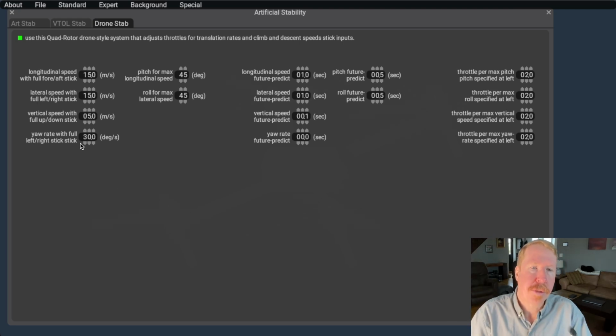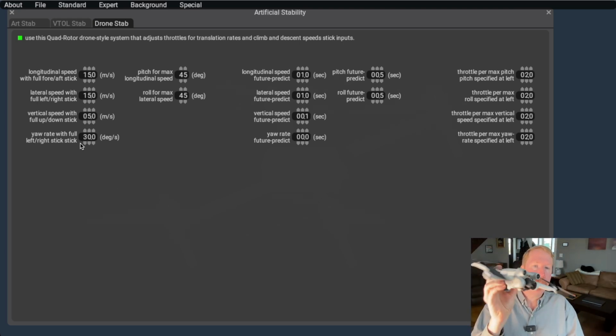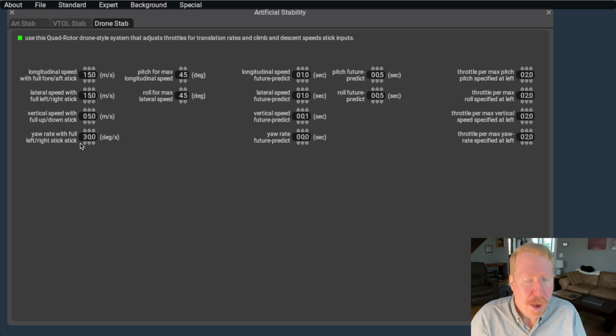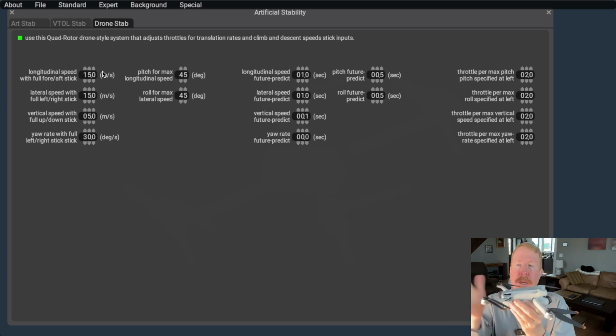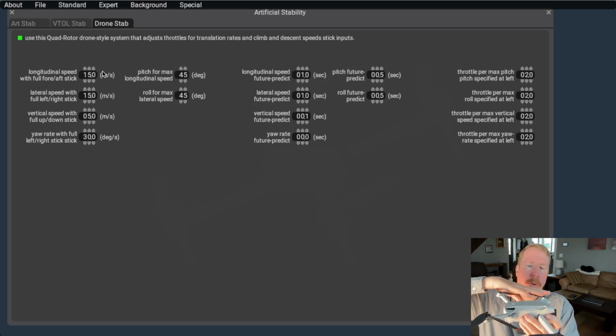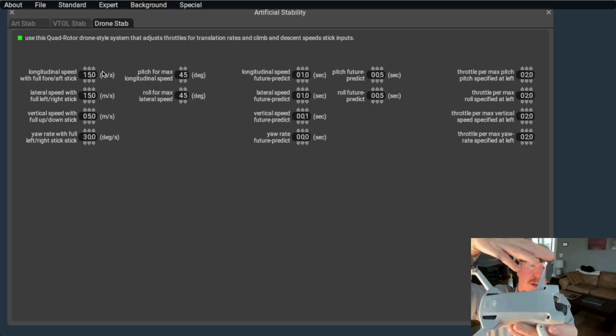And then yaw rate with left and right stick, how fast it yaws. How does this flight control system do this, though? We've just entered what our commanded rates are, but how does it get the commanded rates? Well, as you may already know, if you want to pitch this way, just juice up these props a bit. You want to pitch this way, just juice up these props again, a bit more. You want a little more lift on this side, juice up those props and around you go.